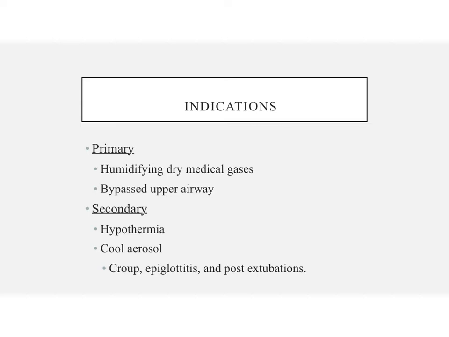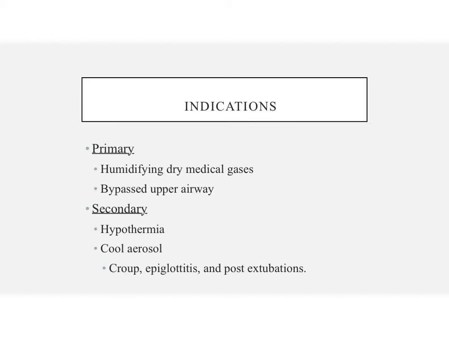So primary: humidifying dry medical gases, and bypassed upper airway. Anytime a patient has a trach or they have an endotracheal tube and we have to bypass their upper airway, we are going to add humidity for them and heat so that we are not causing damage to their lungs. Okay, so some secondary indications. These aren't always going to require humidity, but these are what you will see.